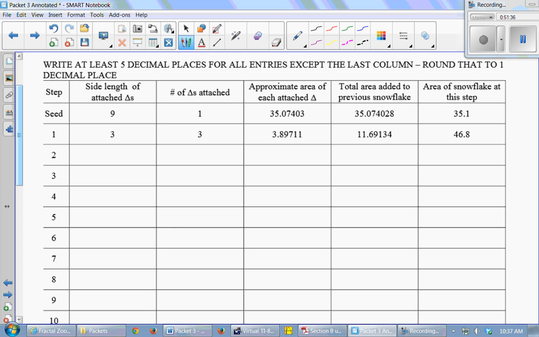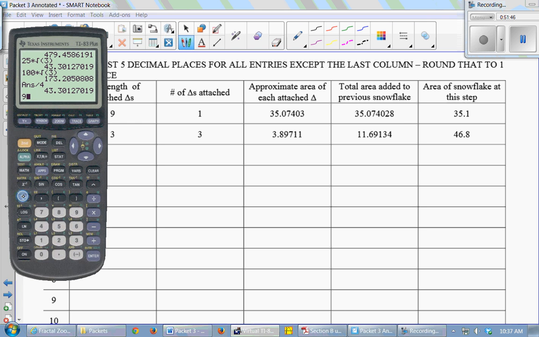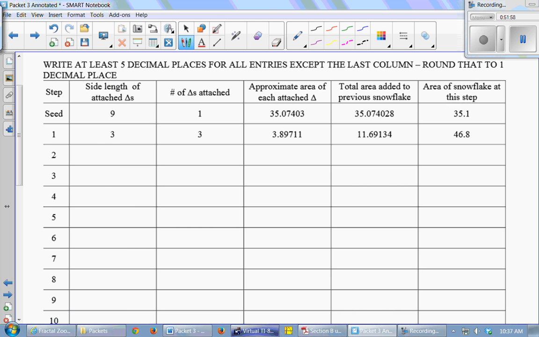So the area of the seed, if each side has length 9, then you just do 9 squared times the square root of 3 over 4 to find its area, right? So I would do 9 squared times the square root of 3 divided by 4, and that's 35.07. So that's the area of my seed triangle. I only have one triangle right now. Its area is 35.07. There was no previous area. This is my first triangle, so that's my total area added to the previous.